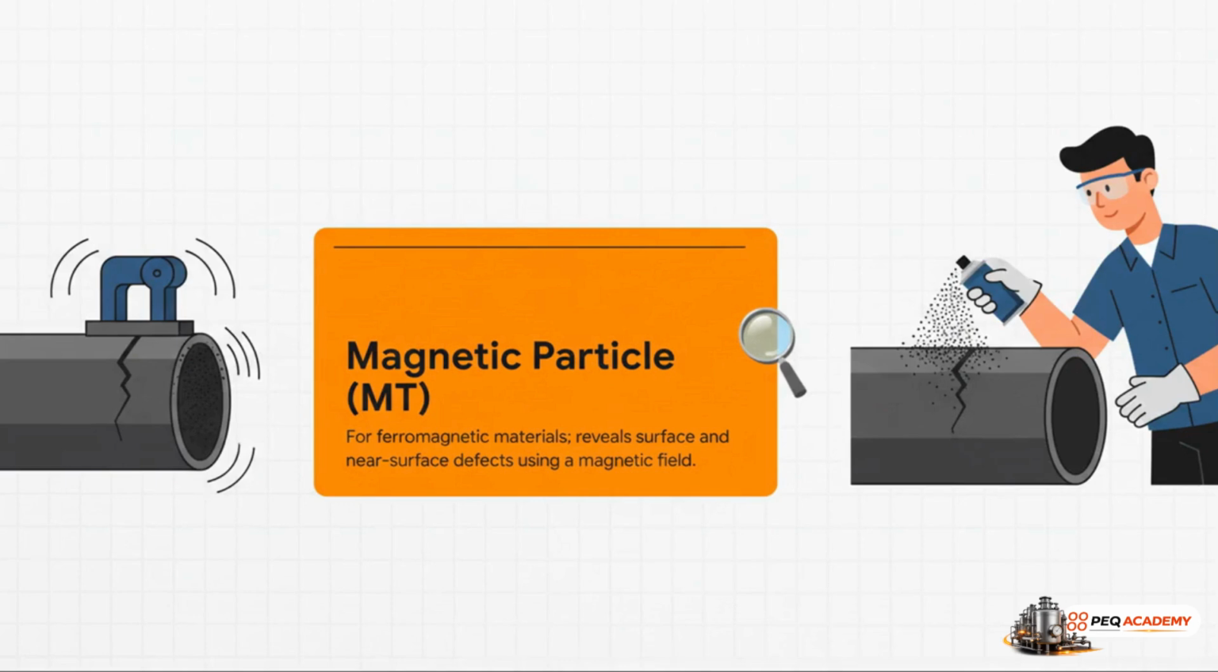Then you've got its cousin, magnetic particle, or MP. This one's for your magnetic materials, like typical carbon steel. What we do is run a magnetic field through the part. Now, if there's a crack, that magnetic field has to go around it, and it sort of leaks out of the surface. We then sprinkle some fine iron particles over it, and they get drawn right to that leak, basically outlining the flaw for us. It's fantastic for surface cracks, and it can even spot some that are just barely hidden underneath.